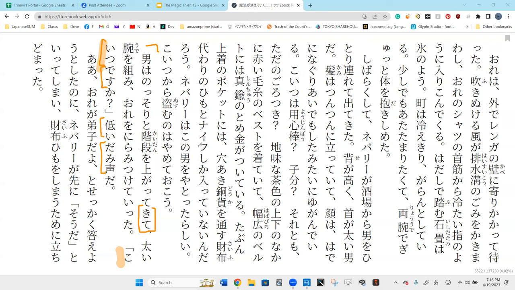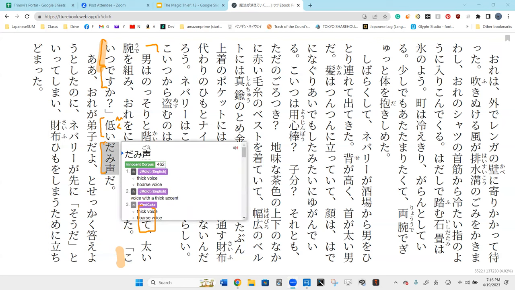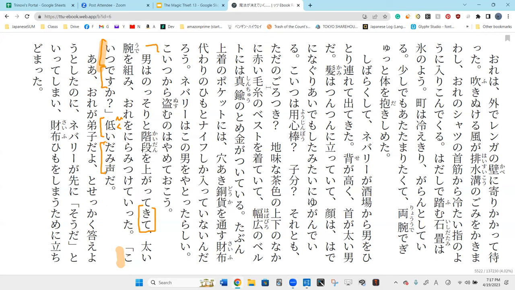And then he says, idami goe da. So some sort of a voice. Hikui, meaning a low voice. And damigoe is hoarse, talks very masculine. Damigoe. It's a thick, husky, guttural voice.